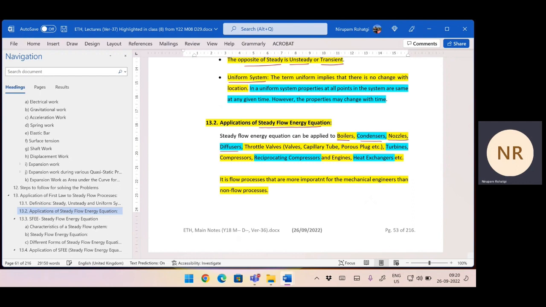You have nozzles and diffusers. Nozzles and diffusers are part of turbines and compressors which are used in thermal power plants. Then you have throttle valves like capillary tube, porous plug, turbines, compressors, reciprocating compressors and reciprocating engines, heat exchangers. All these systems which you will be studying in future classes are flow systems. So that is why this becomes important.